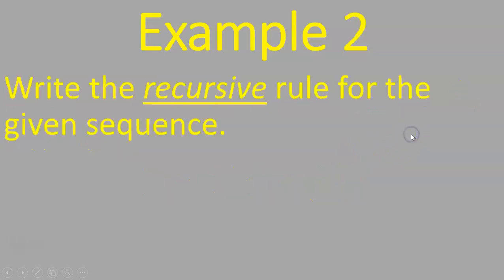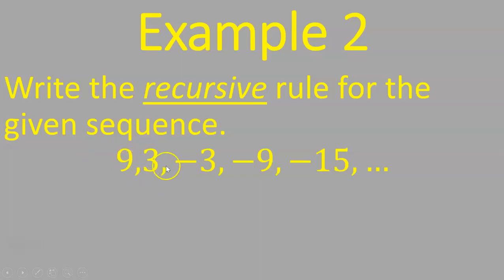Okay, second example: write the recursive rule for the given sequence. So the sequence is this. And notice this time you're going down. I don't know if that even showed up in the last video, but the numbers don't have to be getting bigger. They can get smaller. Remember, to subtract is to add the opposite.